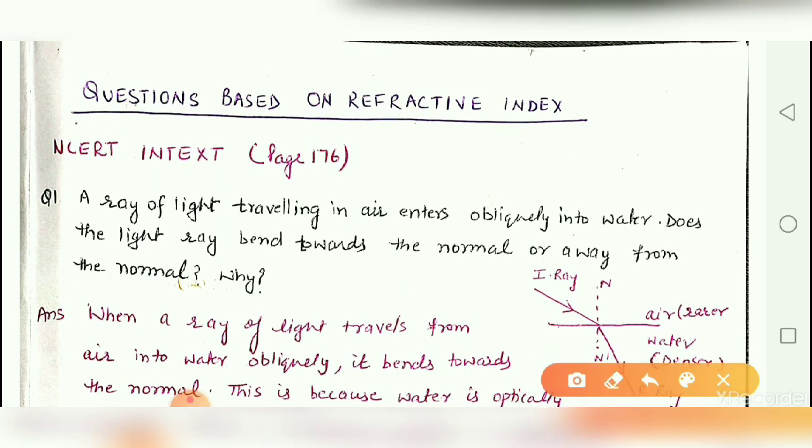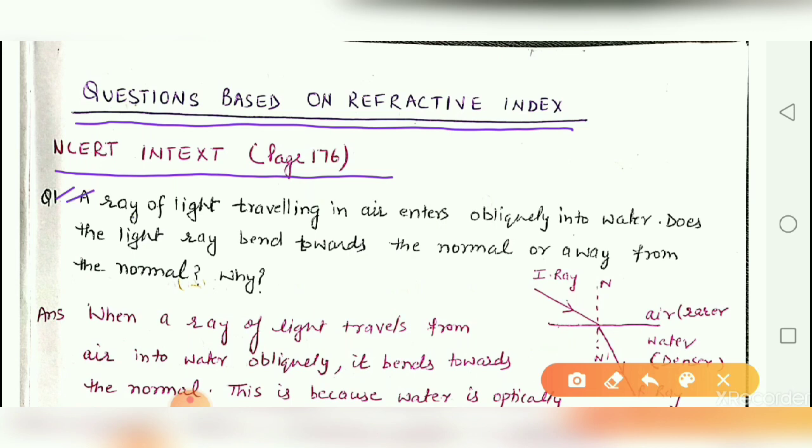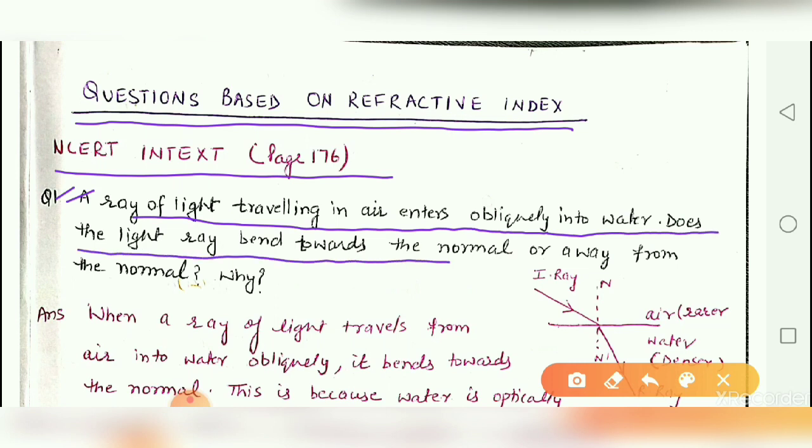Now, questions based on refractive index. These are some questions from your NCERT only. NCERT in-text question, page number 176. The first question is, the ray of light traveling in air enters obliquely into water. Does the light ray bend towards the normal or away from the normal? And why? We have to give the answer.